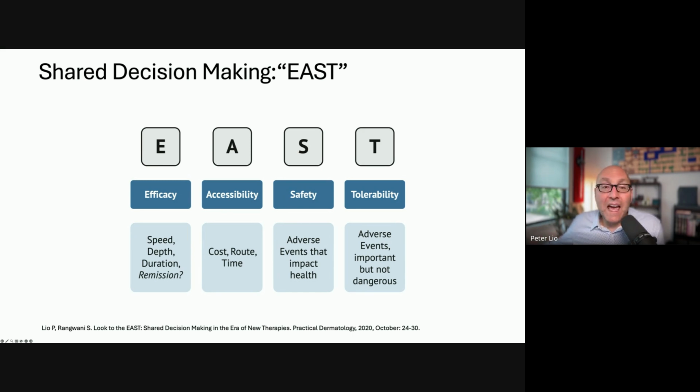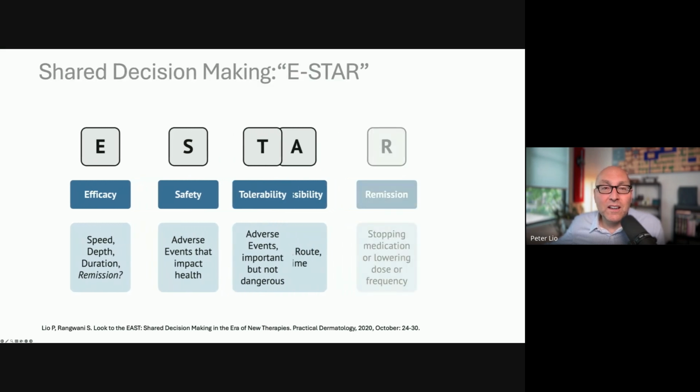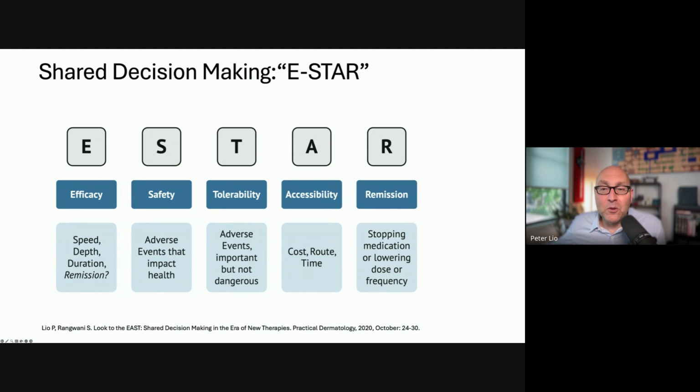And then I've sort of added one more. So I've changed it from EAST as my mnemonic to ESTAR, because of course in Spanish estar means to be, or we can anglicize it and call it estar, right? So the idea here is efficacy, safety, tolerability, accessibility, and remission, because increasingly we're finding that some of the newer treatments may actually put patients into a state of remission, and that is super exciting. That meaning you could potentially stop the medicine after a certain period and the patients would stay pretty clear.